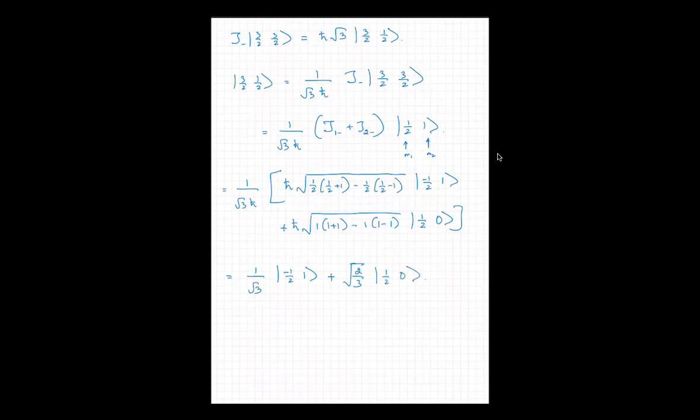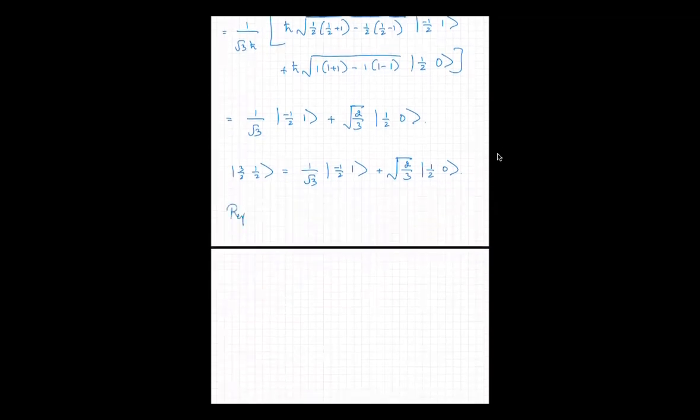Okay, so I have written the second state in this product basis, 3 half 1 half, in terms of the M1 M2 basis. So 1 over root 3 minus 1 half 1 plus square root of 2 over 3 1 half 0. So notice that this is already normalized, right? 1/3 plus 2/3 is equal to 1. So I don't have to further normalize this. So that is good. And then you keep going down.